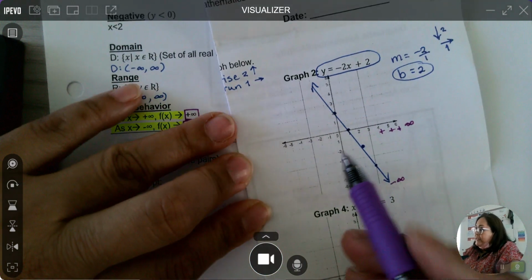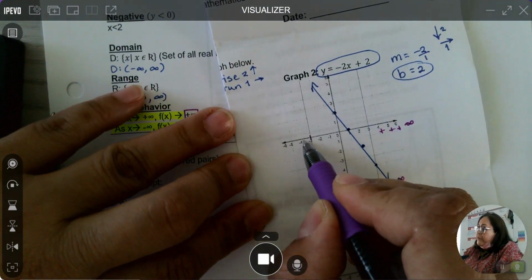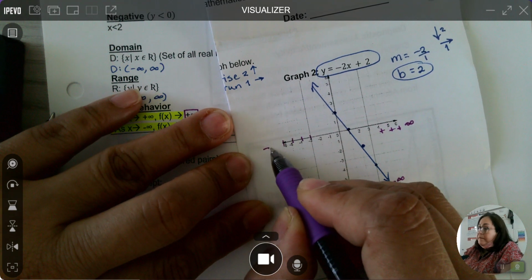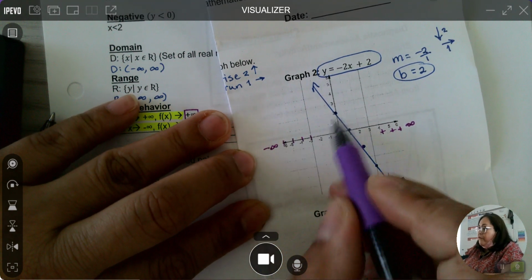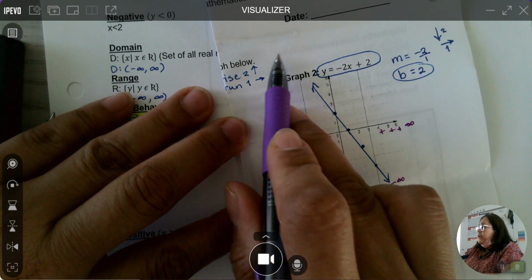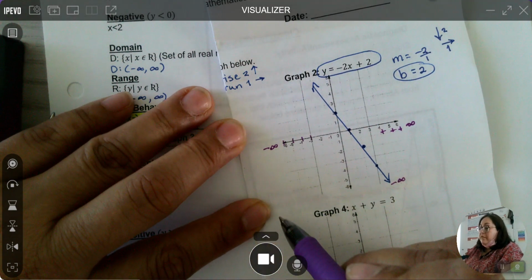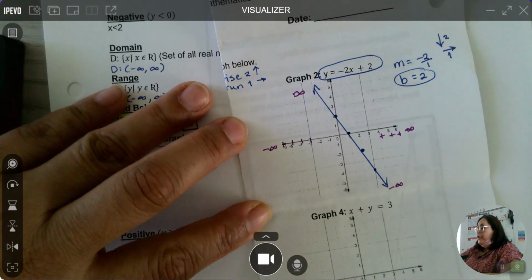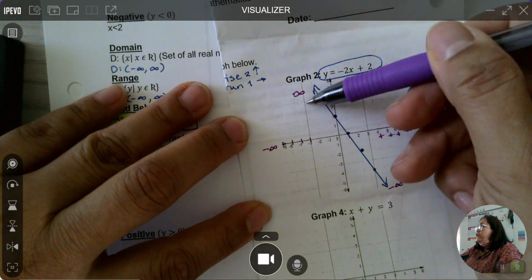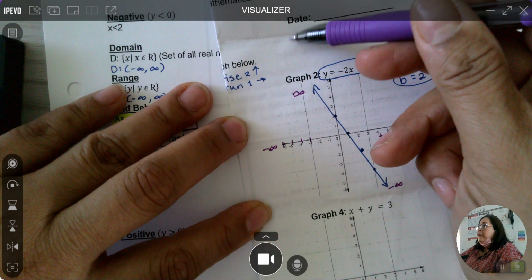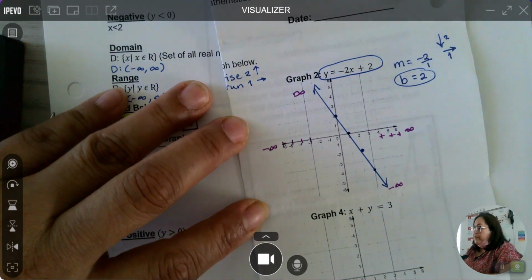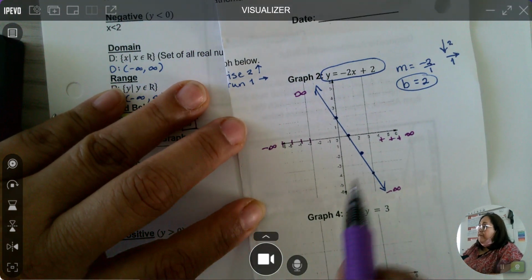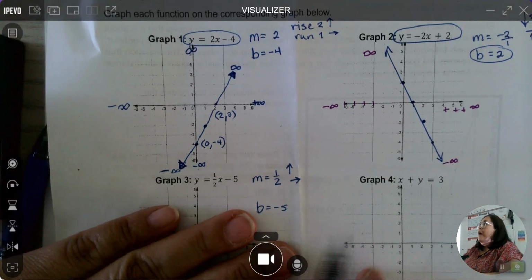And now, what's happening to your function as your x's are becoming more negative? What are the values of the function becoming? More positive or more negative? Positive. Yeah, they're going up. So these are positive y values. 1, 2, 3, 4, 5, 6, 7, 8, 9, 10. Keep going. So this is a different end behavior. They have opposite end behaviors.